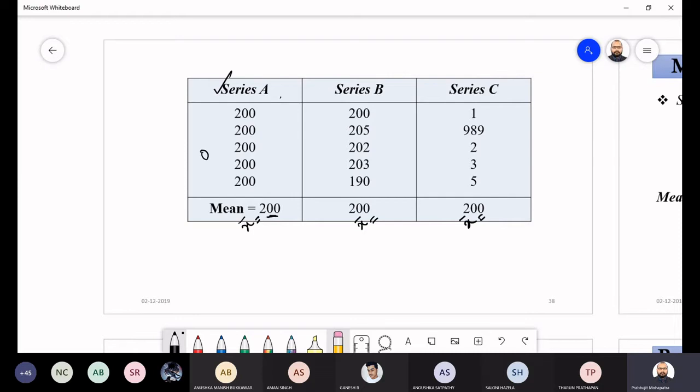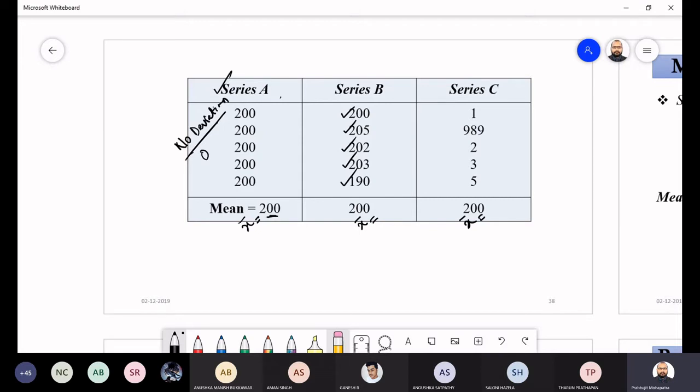And series B, now you can see how much deviation is there. Is deviation there or not? For the first one, there is no deviation. The average value is the same as the actual value; the expected value is the same as the actual value. Second one, is deviation there or not? Yes, obviously, because the class average is 200 but the value is 205. So here 5 deviation. The first data has no deviation, here 2 units, here 3 units, here 10 units deviation.